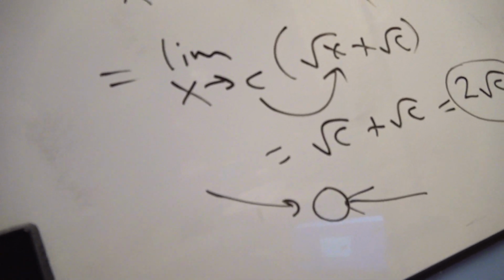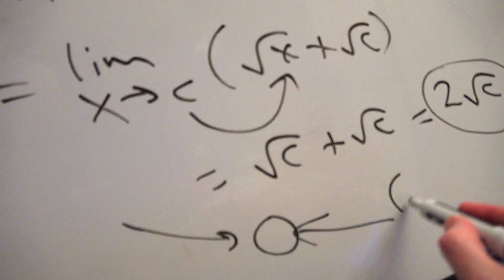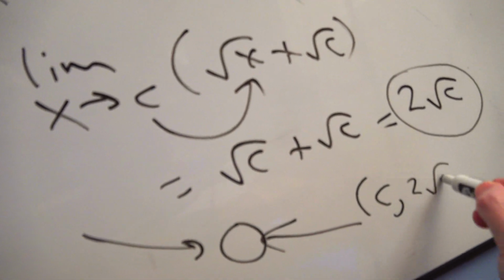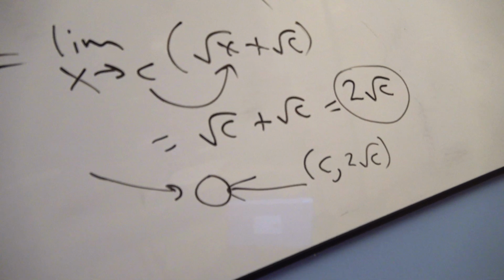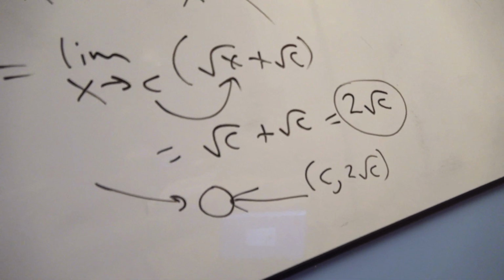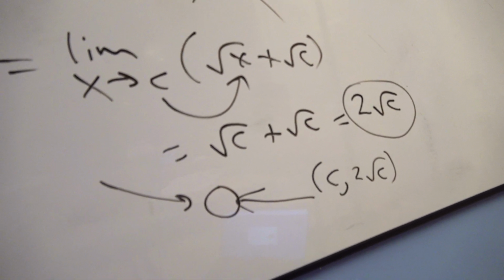So complete side note, but you will use this year. There's a hole on the graph at c comma 2 square root of c, wherever that is. And now you could plug in a number for c and actually get an outcome, but just wanted you to know that on the side, all right?